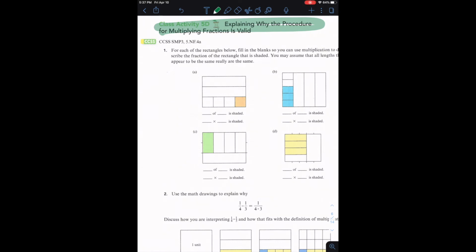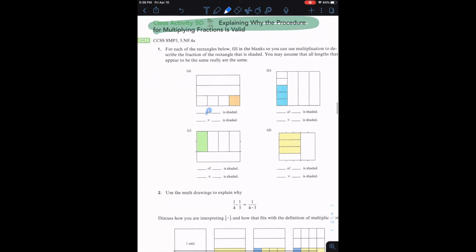Now, with activity 5D, this is where I'm really going to deviate from what Sibylla Beckman, the author of the book, is leading us to. You can see by the way this problem is set up that she's leading us to the use of key terms, that the word "of" means times. She's trying to make us say something in the format of "something is shaded," because then that's easier to rewrite as a multiplication.